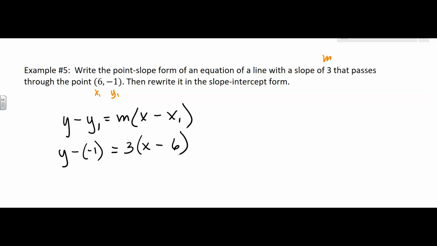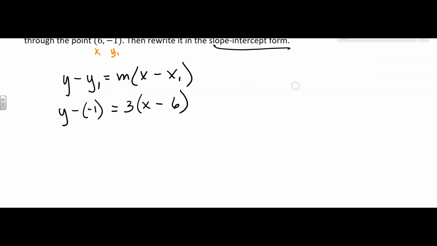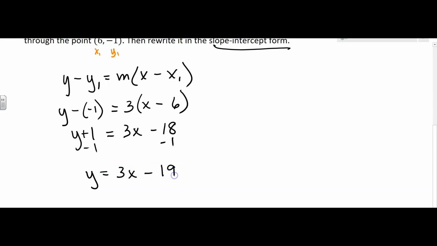But they usually want us to write it in slope-intercept form. There are advantages to writing it in slope-intercept form. So I'm going to show you how to do that, and then we'll talk about the advantages. Okay. So first I'm going to make this y plus 1. I'm going to distribute. And then I'm just going to subtract the 1 over. And I get y equals 3x minus 19. Now, that is in slope-intercept form. I'm going to put a box around it.